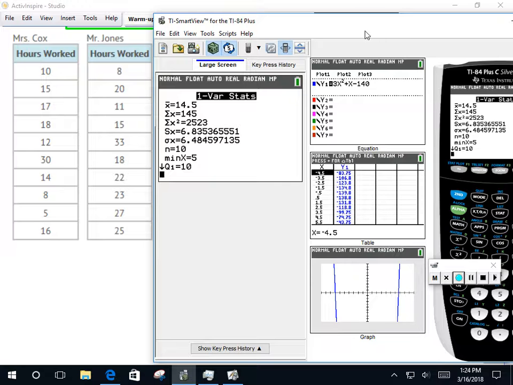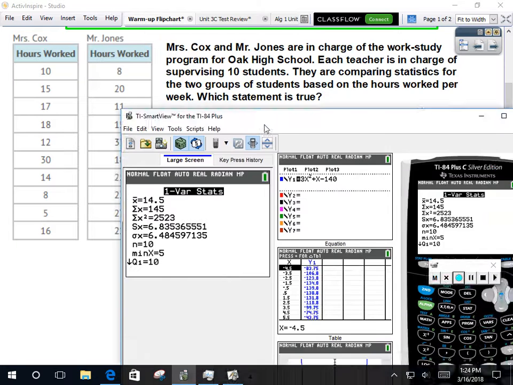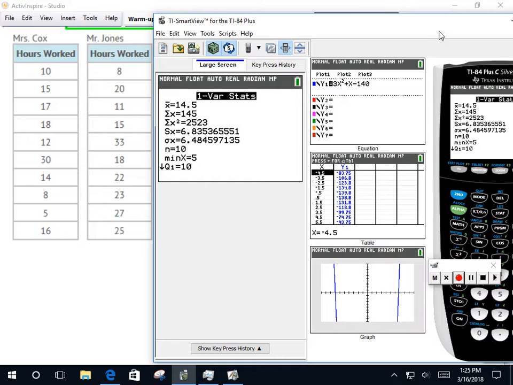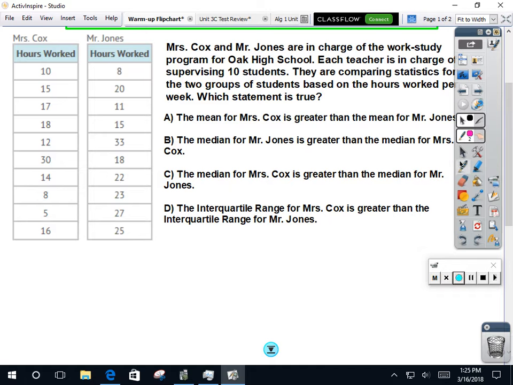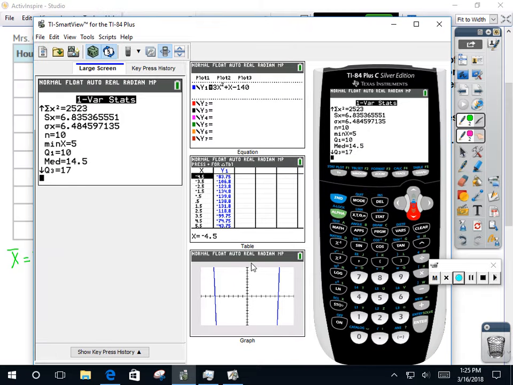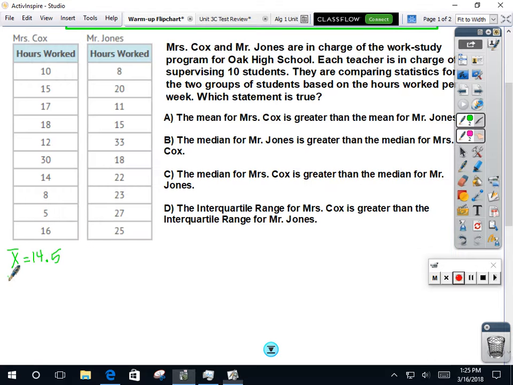Right, and then they also want to know about the median and the interquartile range. Okay, so the mean is 14.5. The median is 14.5 also. And isn't the median the same thing as Q2? And then they also want to know the interquartile range, which is IQR.